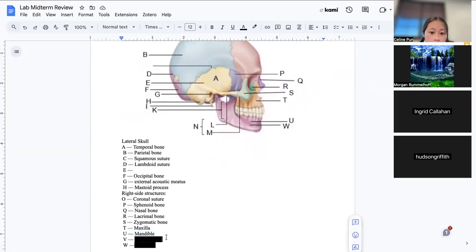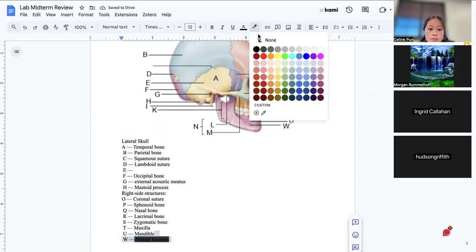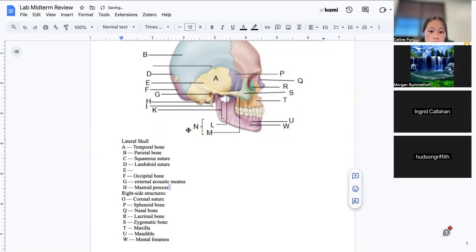Okay. And W is the process, I mean, the foramen. Mental foramen. Okay, I didn't do N, L, and M yet. I'm going to sneak those in. N, L, M.